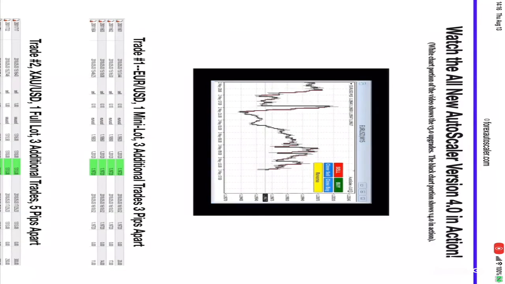Okay, so here we are looking at the euro-dollar chart. This sell trade eventually moved into profit, and we got out with our pip goal of 20 pips on the original trade.